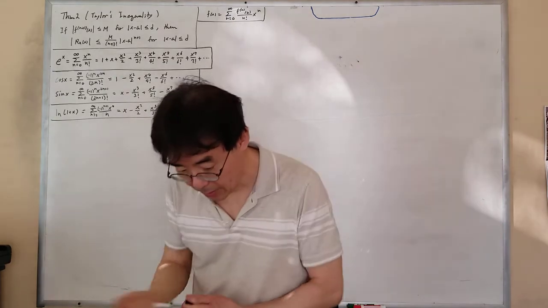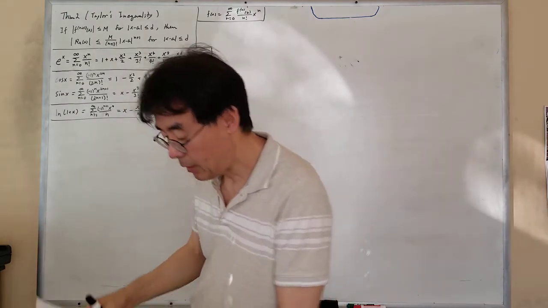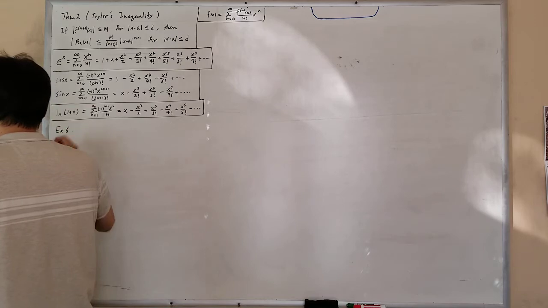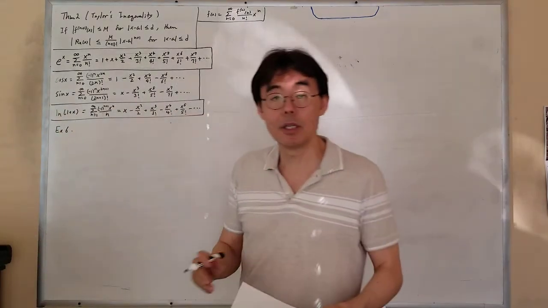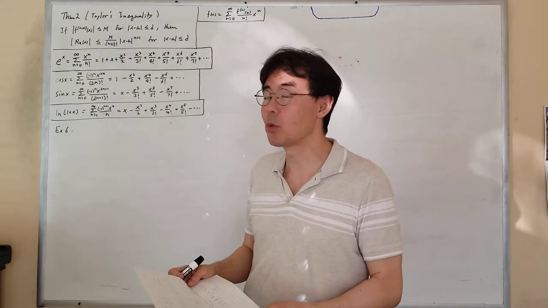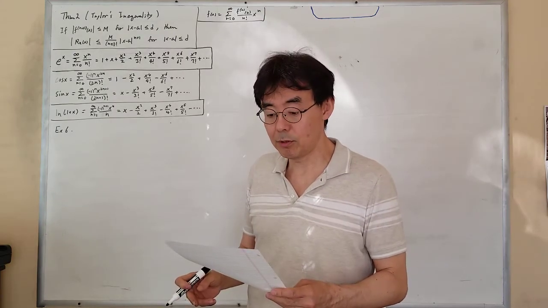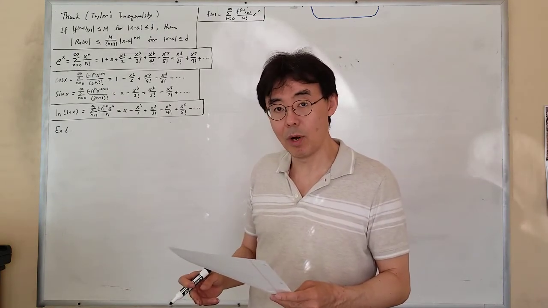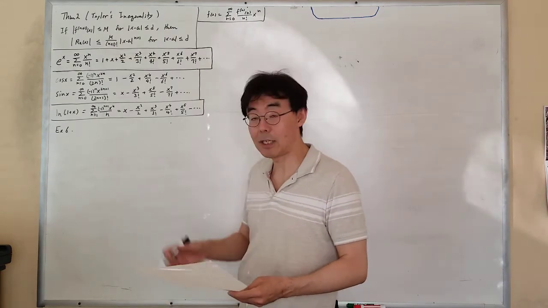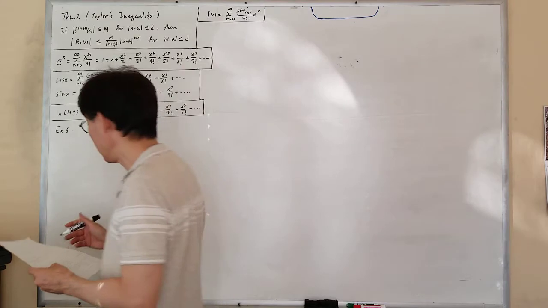Let's do example 6. Evaluate the limit of sine of x over x. Now, we learned this limit in calculus 1 using the squeeze theorem. You were able to get this value, 1. Let's take another approach using Taylor series, power series representation.